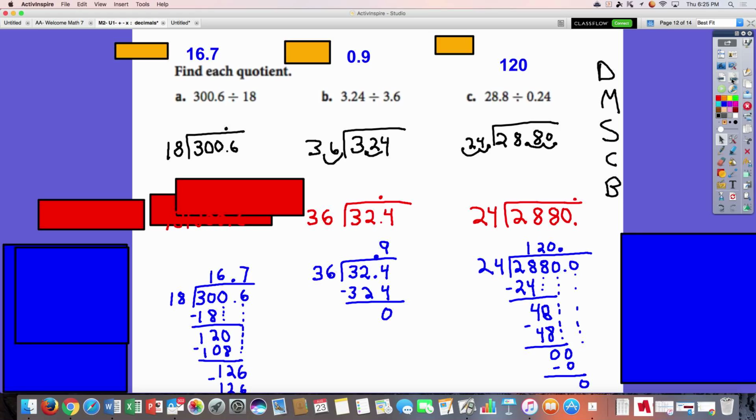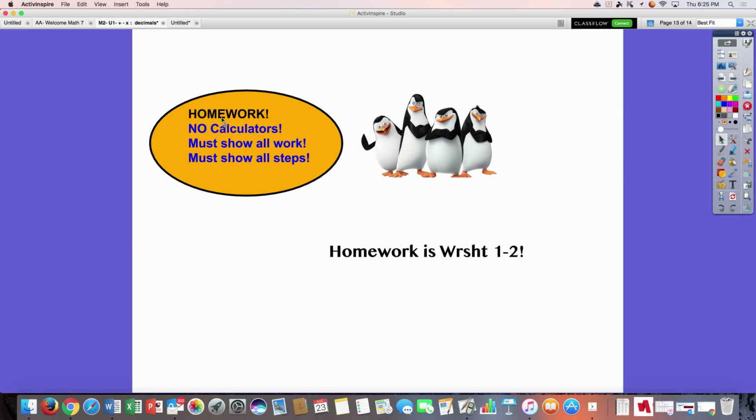Rework those problems if you have some issues. Remember, no calculators. Use calculators to check your work, but you got to show all the steps.